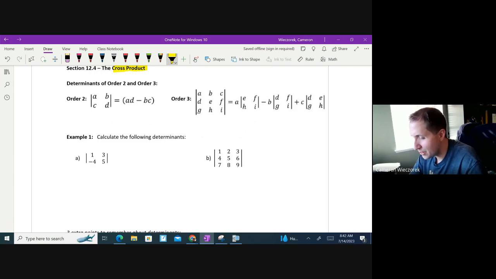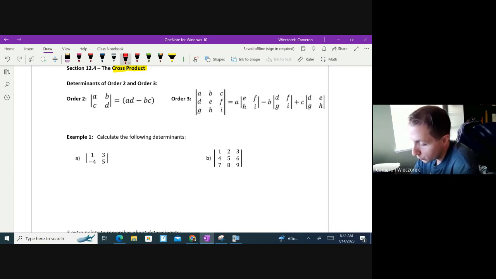This is more of a linear algebra term, but it's something that we're going to have to use to compute the cross product. So I'm just going to show you the basic structure of how to compute these. A determinant is a function. It puts in a matrix and it spits out a real number. So I'm going to show you how to do it for a 2x2 and a 3x3 matrix.